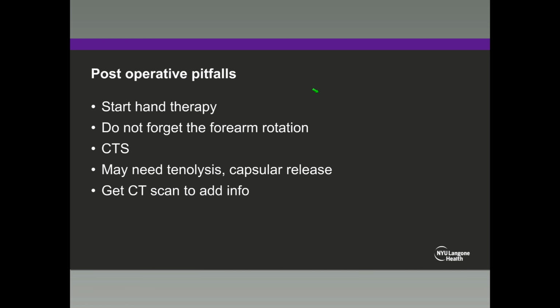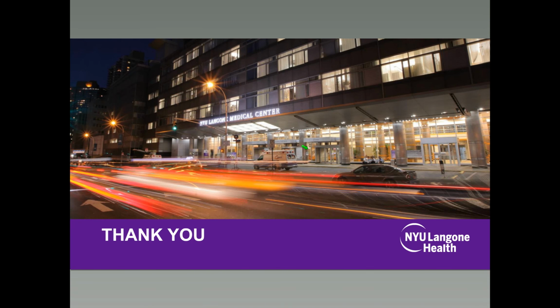And depending on the patient's ability to follow instructions, I will start gentle wrist strengthening and finger strengthening exercises at that time. Don't forget forearm rotation. That's extremely important. Be on the lookout for carpal tunnel syndrome. If patients do not get good finger range of motion, they may need tenolysis or releases down the line. You can get a CT scan to add info if you need to.